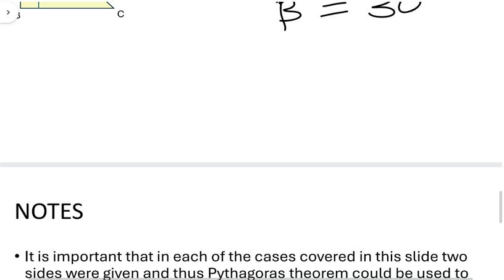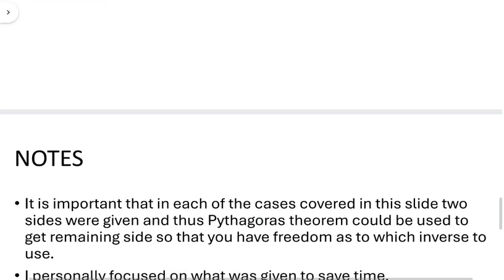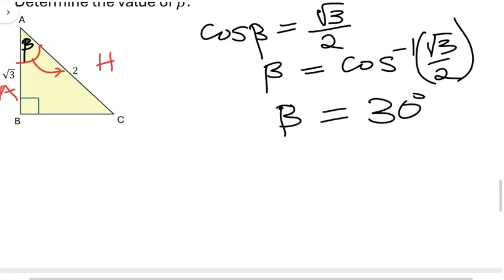Okay, so we have exhausted the examples, so these are the notes. It is important to note that in each of the cases covered in this slide, 2 sides were given, and thus Pythagoras theorem could be used to get the remaining side, so that you have freedom as to which inverse to use. Let me go up and clarify that statement.